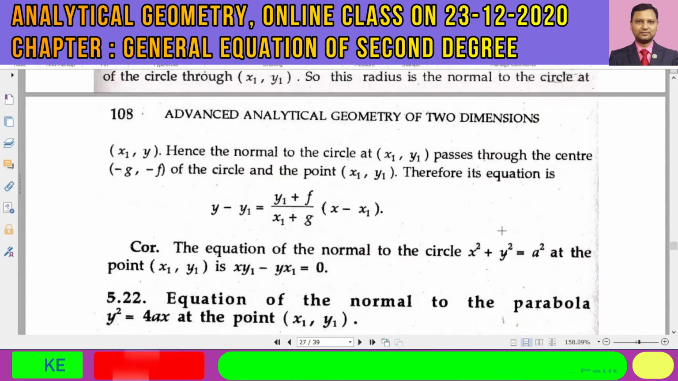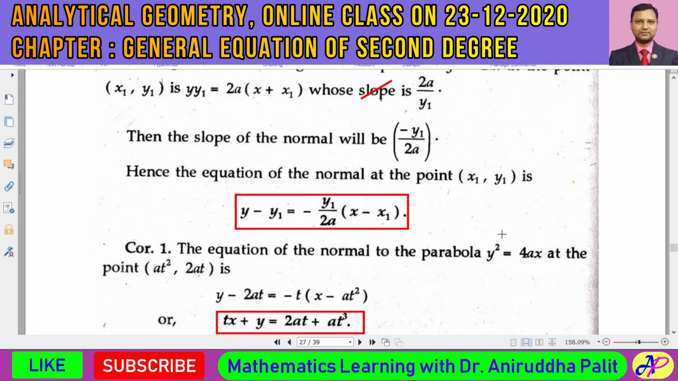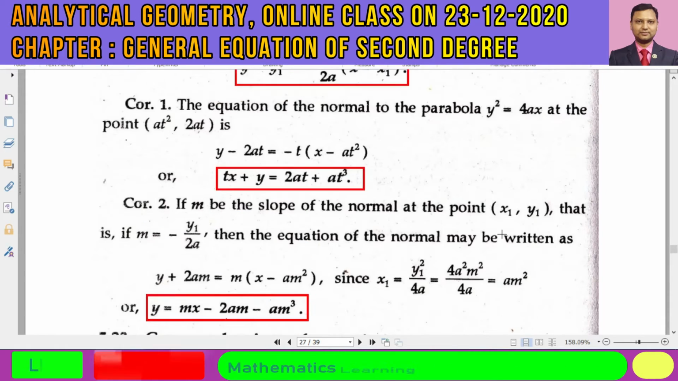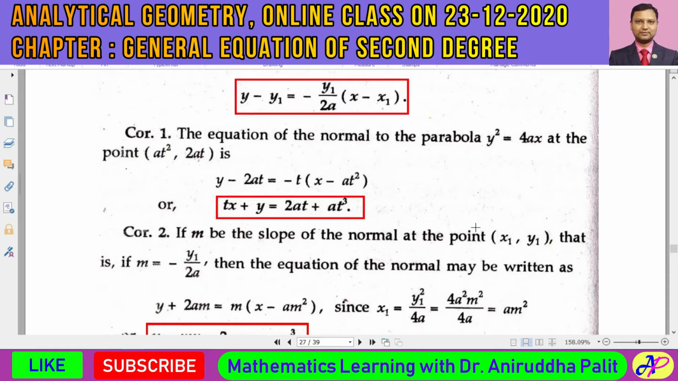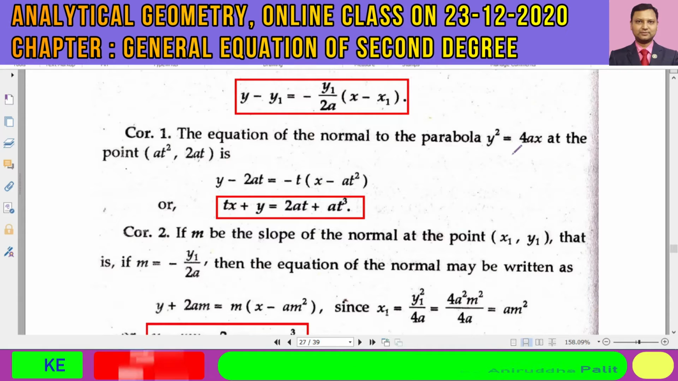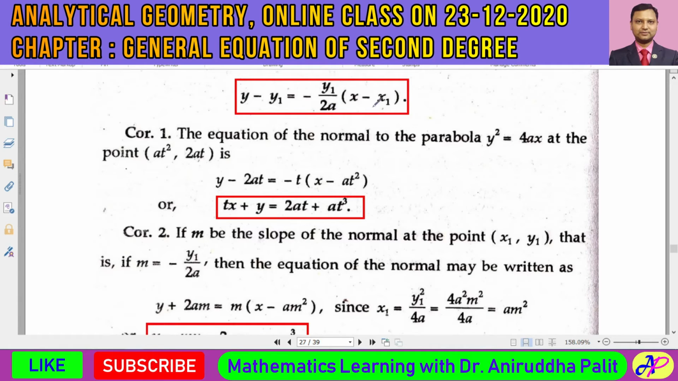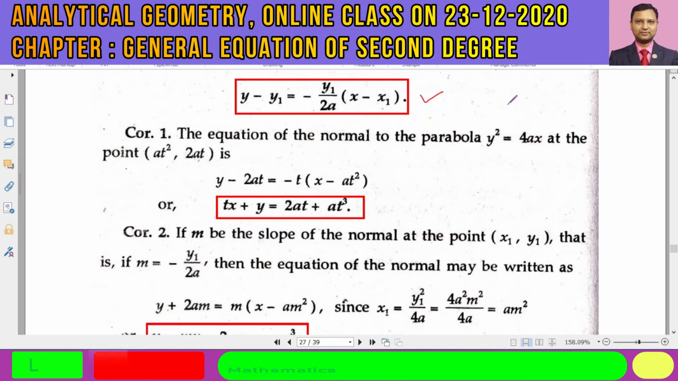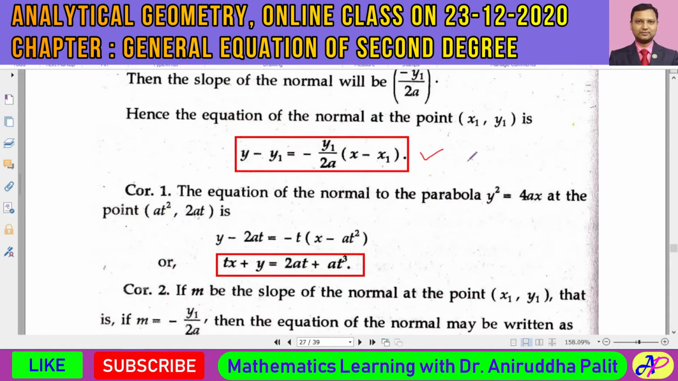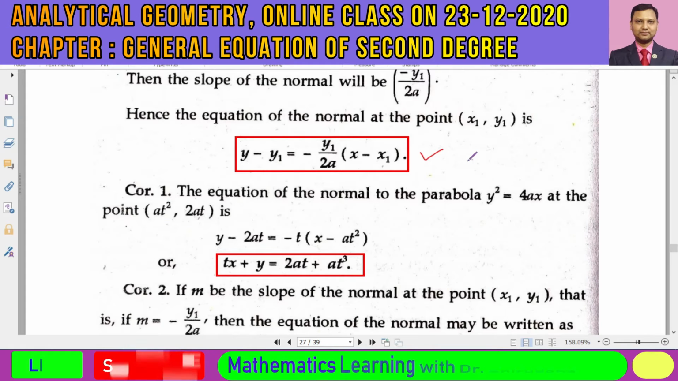Equation of normal. We know how to find the equation of normal. If you have the equation of tangent, from that equation you can find the gradient of the tangent, and if you know the gradient of the tangent, then you can find the equation of normal to the curve. And this would be the equation of normal. I'm not showing the deduction over here. You all know how to compute the normal. I discussed them in last classes.